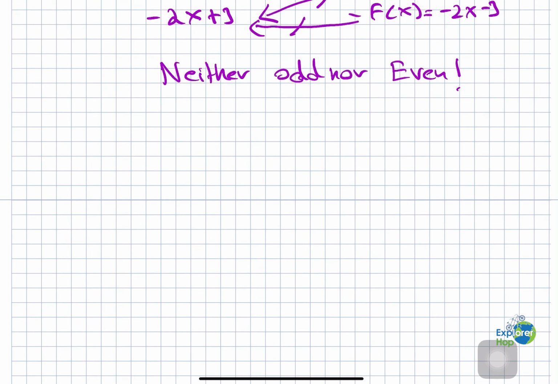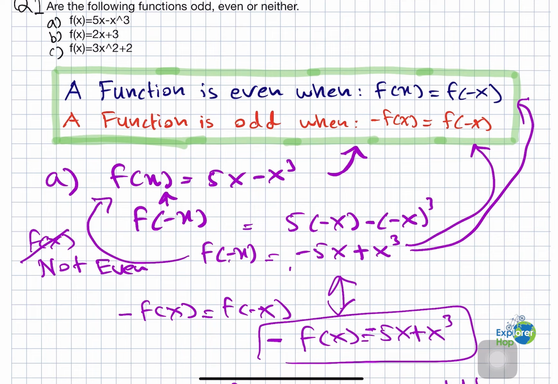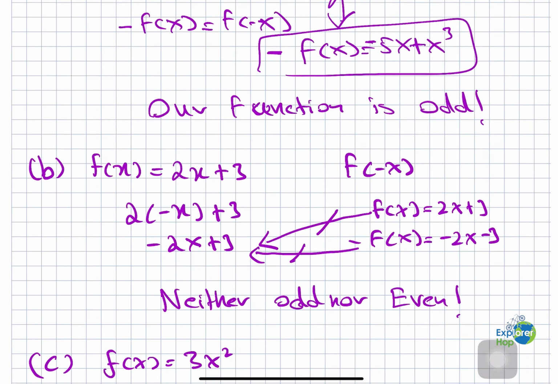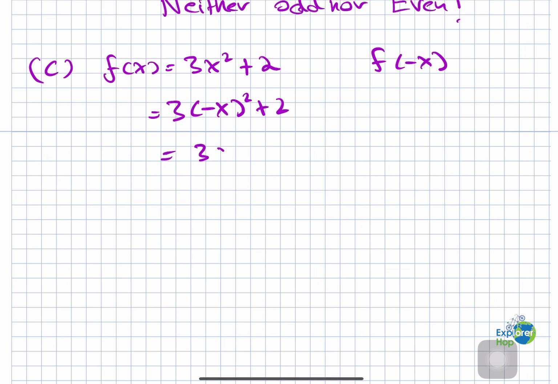Now let's try out part C. So part C, we've been given f of x is equal to 3x squared plus 2. Basically, we plug in f of negative x into this, which gives us 3 times negative x squared plus 2. Now that we have that, we get 3 times negative x squared as x squared plus 2. So our function remains the same as f of x.